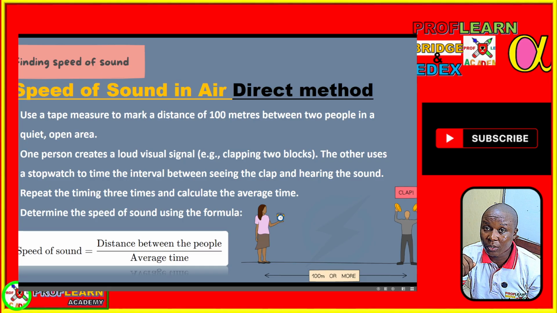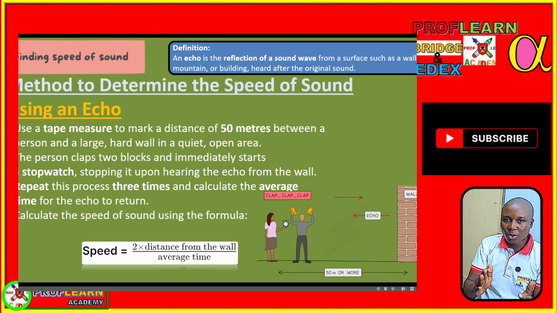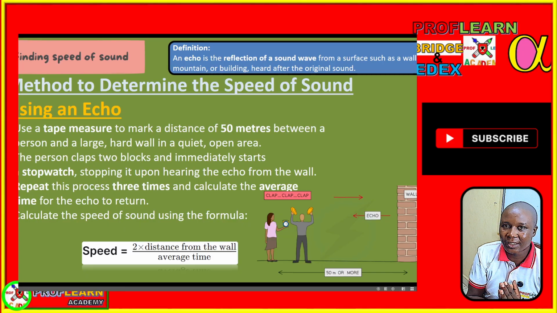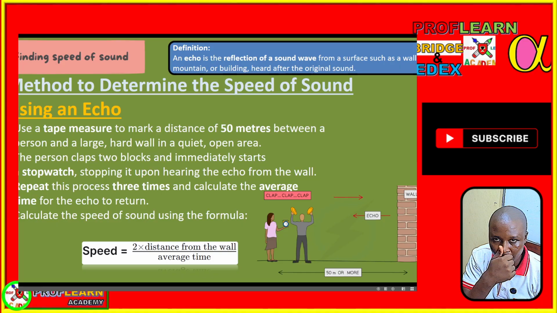So whenever you are describing the echo method, a person or two people are going to stand 15 meters in front of a large wall, produce a sound, and time how long it takes from when the sound is produced to when it hits the wall and comes back for them to hear. Is that clear?